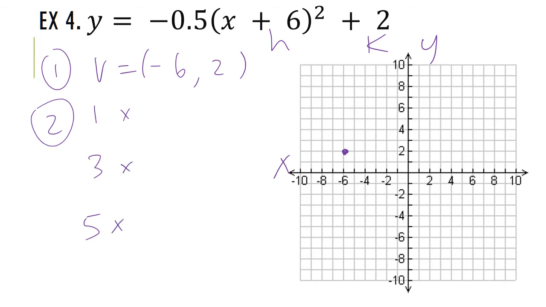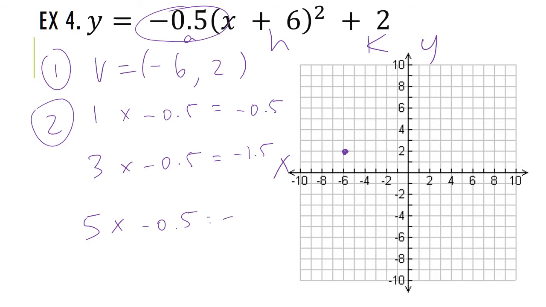Don't forget to multiply. What's my a value? Well, it's the number out front, which in this case is -0.5. Might need a calculator for this one. 1 times -1/2, 3 times that's -1.5, and finally -2.5. So this is a good final example because it deals with negatives and it deals with decimals.